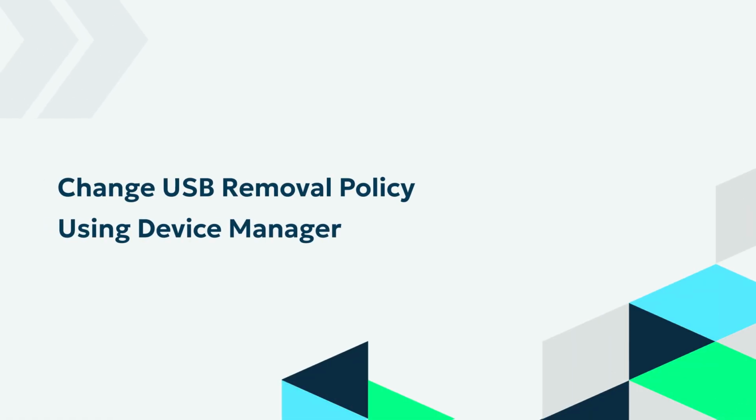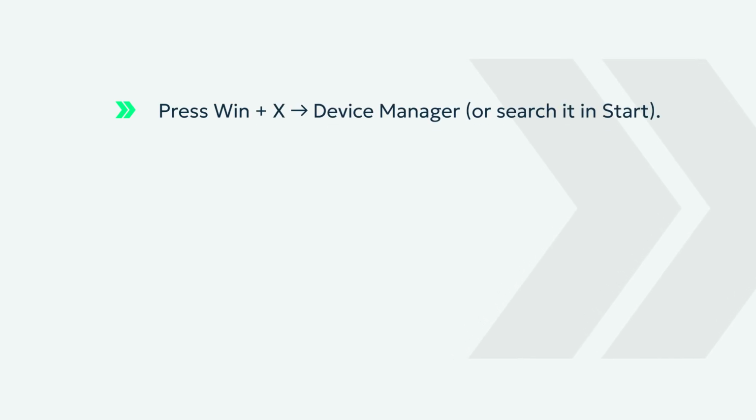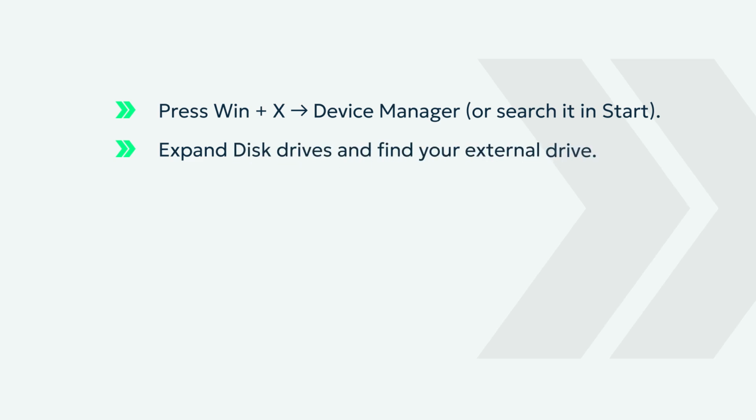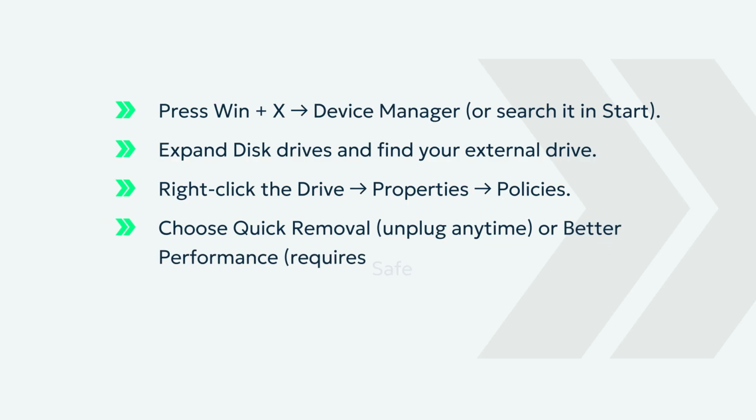Change USB removal policy using Device Manager. Press Windows plus X and open Device Manager. You can also find it by searching in the Start menu. Once inside, expand the disk drive section and look for your external drive. It's usually listed by brand or model name. Right-click it, select Properties, and navigate to the Policies tab. Here, you'll see two options: Quick Removal, which is the default and lets you unplug without ejecting, or Better Performance, which speeds things up but requires you to safely remove the drive each time. Choose the one that fits your needs, click OK, and the change takes effect right away.